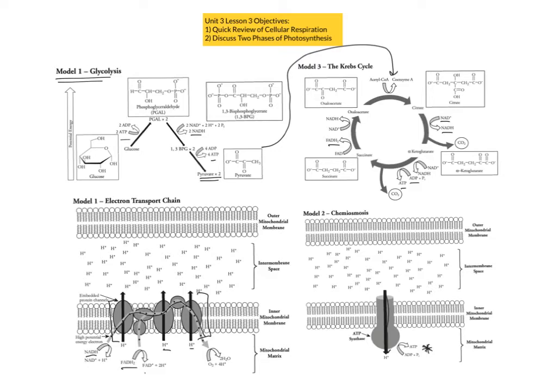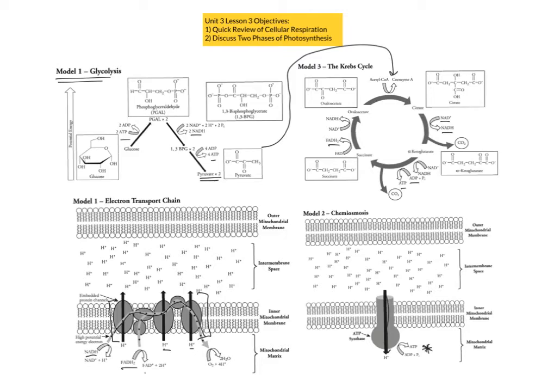And so if you're looking for how chemiosmosis is related to ATP synthesis, chemiosmosis refers to the movement of, in this case, hydrogen ions down the concentration gradient for the purposes of powering ADP phosphorylation.